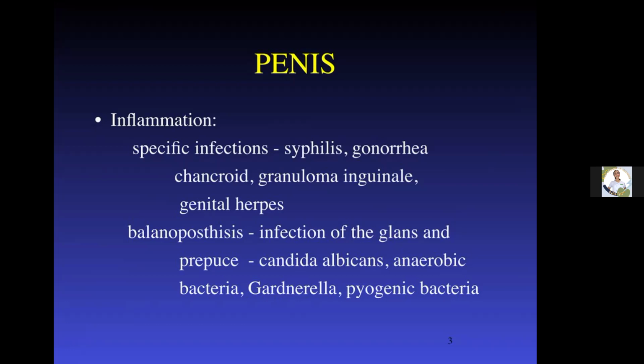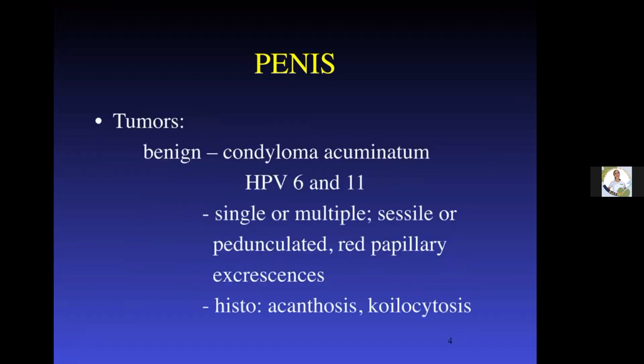The penis is not spared from tumors. You have benign tumors and malignant tumors that affect your penis. Benign tumors are secondary to human papillomavirus 6 and 11, exemplified by your condyloma acuminatum or your genital wart. A wart is termed condyloma or condyloma acuminatum if it is located in the anogenital area.